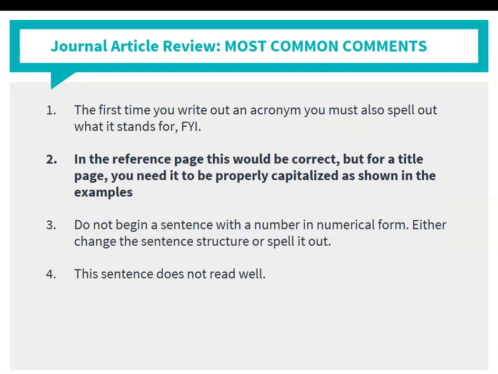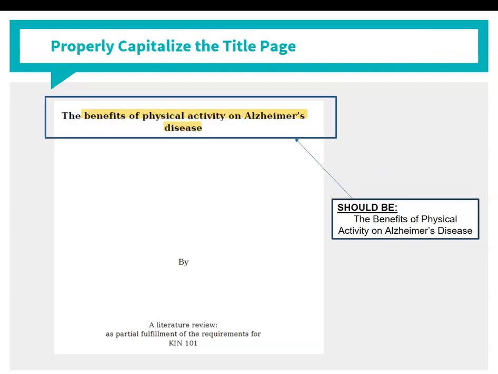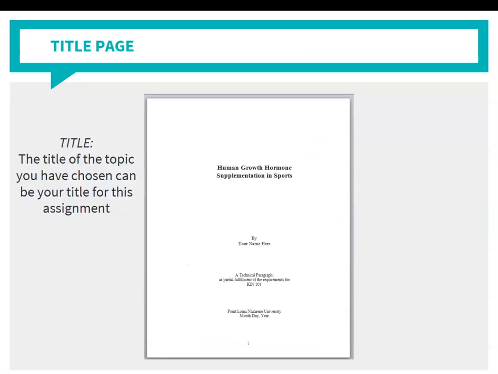Another thing that I noticed that I wrote a lot, in the reference page, this would be correct, but for a title page, you need to properly capitalize it as shown in the examples. And what I mean by that is if this is the title page that was submitted, when they write the benefits of physical activity on Alzheimer's disease, that's how you would write the title of the article in the reference page. So in AMA format, you only capitalize the first word and proper nouns in the reference page, but on an actual title page, make sure that you are fully capitalizing everything just as shown in all of the examples. So you could see there, human growth hormone supplementation in sports, so fully and properly capitalized.